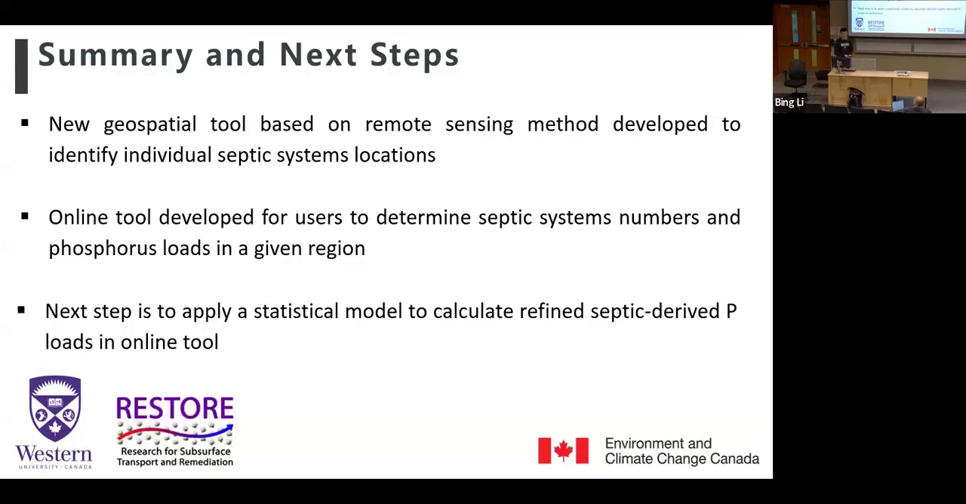So, a summary. A new geospatial tool based on remote sensing methods was developed to identify individual septic system locations. An online tool was developed for users to determine the septic system numbers and phosphorus load in a given region. My next step is to apply the statistical model done by my colleague Ahmed, and to calculate the refined septic derived phosphorus load in the environment. That's it.